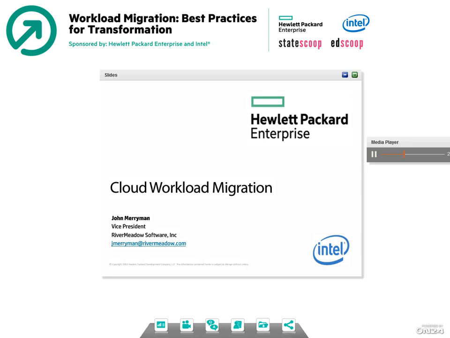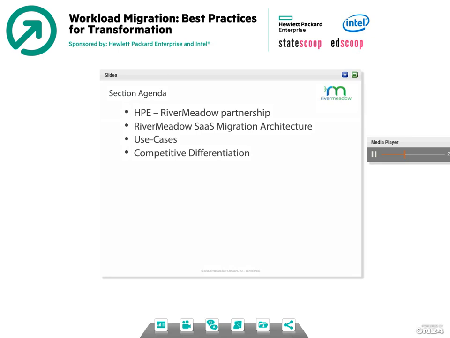So we're seeing a lot of churn, a lot of movement into public cloud, a lot of movement out of public cloud, and a continuing force for things like data center consolidation, converged infrastructure, and general use cases that are still driving a lot of transition activity within the field. So to get into this range of topics, we'll start with a quick overview of the HP Enterprise and River Meadow partnership, an overview of our architecture, key use cases, and a quick recap of competitive differentiation on how we fit into the overall marketplace.